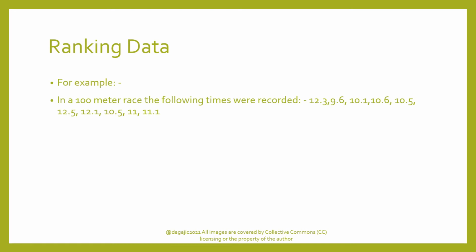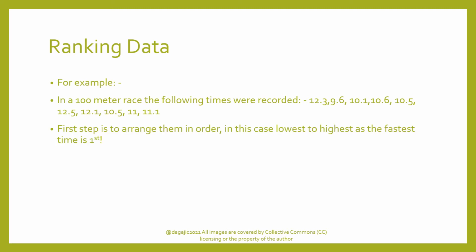So let's have a look at an example now to see how to do it. Let's imagine that we'd collected data from a 100-metre race and we'd got the following times in seconds. The first thing we need to do is to put them into order. And in this case, we want the lowest value first. So, for instance, 9.6 will get the rank of 1, and the highest value, which is 12.5, will get the rank of 10.